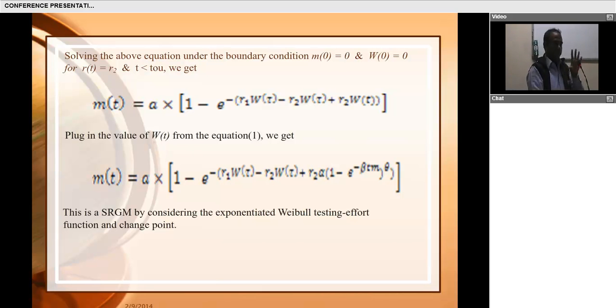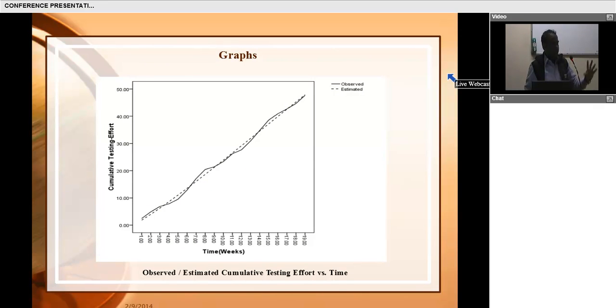So this is the change point, 0.4, 5, 6, 7, 8, up to 10, I put the change point, and I tried to get R1 and R2. In terms of your result, testing effort increases with time. The more time you put in, the more effort will be consumed.